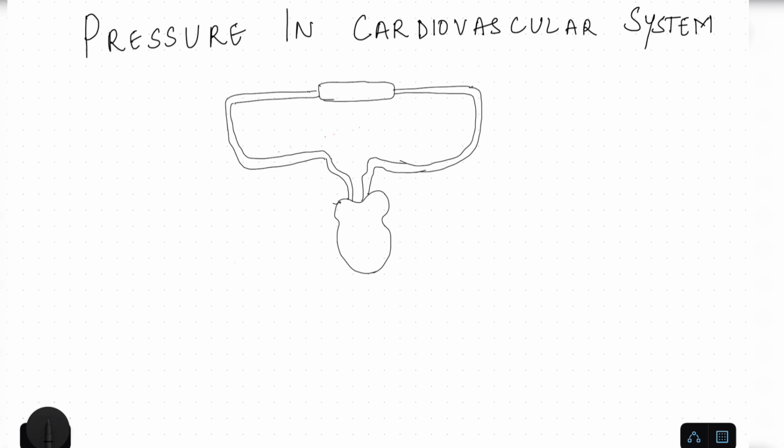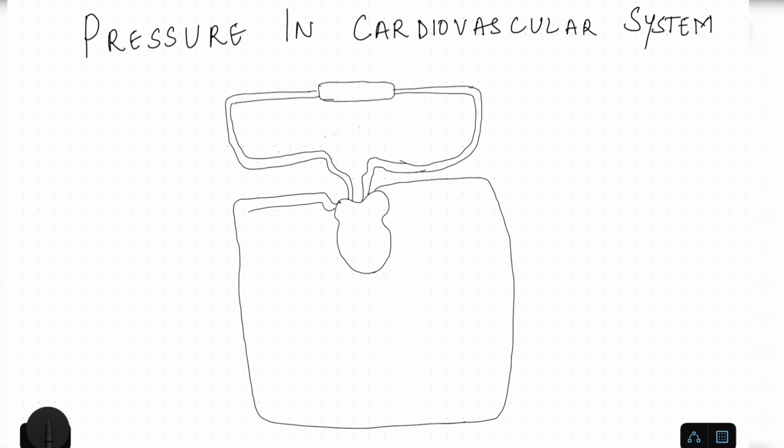If we consider the components, as you can see here, there are two circuits in the circulatory system. One is the pulmonary circuit and the other is the systemic circuit. So we all know this basic information.